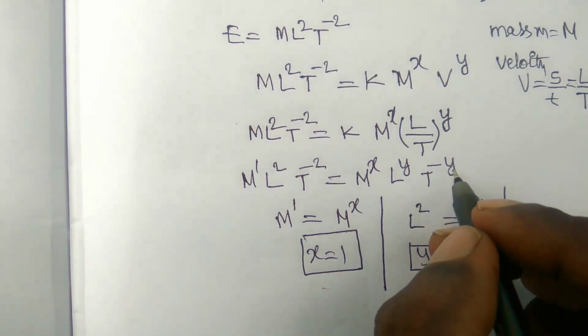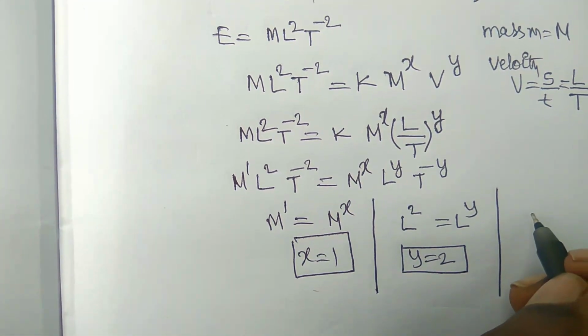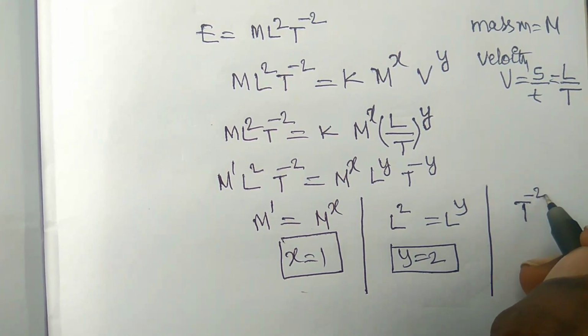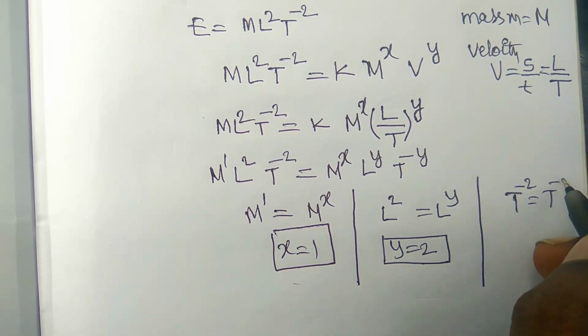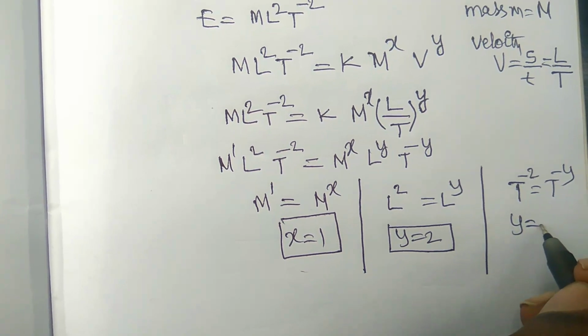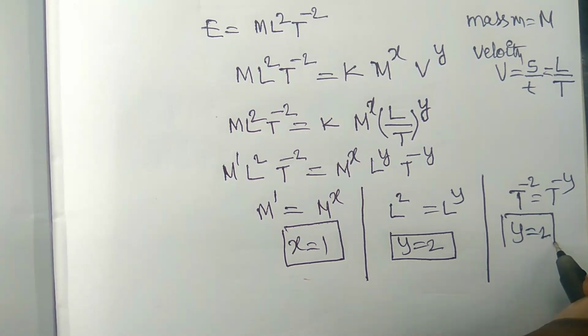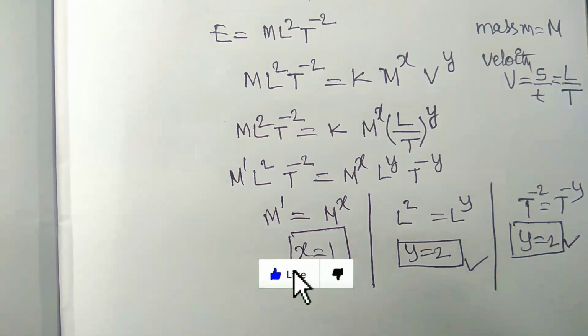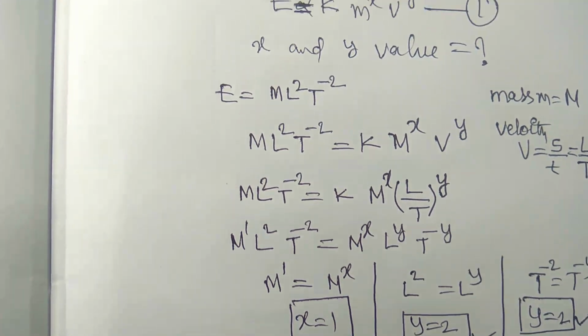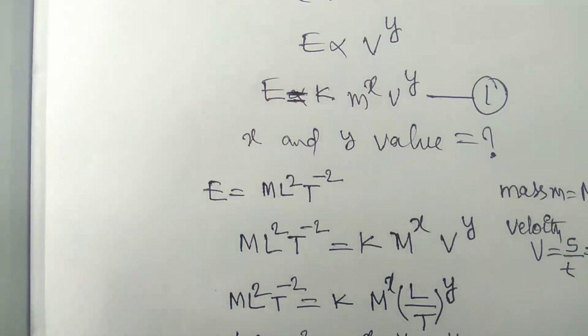One more component is y. Whether it is 2 or not, let us check. T power minus 2 is equal to t power minus y. So y is equal to 2 here. Minus minus will be cancelled out. Right, now we have to write the formula, the expression for the energy.